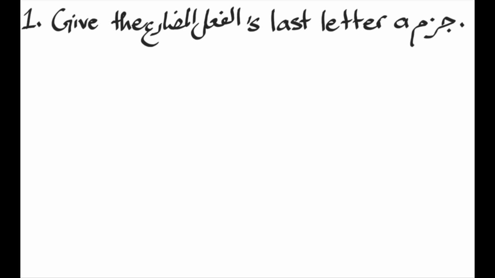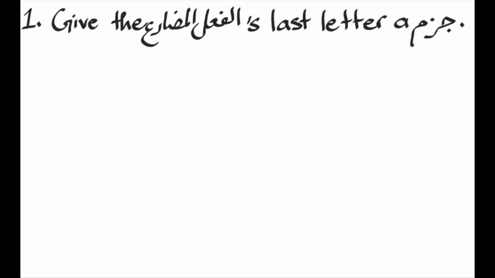But the sigha for jama muannath hadir, which is taf'alna, is an exception to this rule. Its noon will never be dropped. The reason I'm not writing these down is because I'll show you in the table, as you will see. Also in the case of jama mudhakkar hadir, an alif should be added at the end after dropping the noon. Go back 30 to 50 seconds before and listen to that again. So the first thing is give the fi'l al-mudari's last letter a jazm.